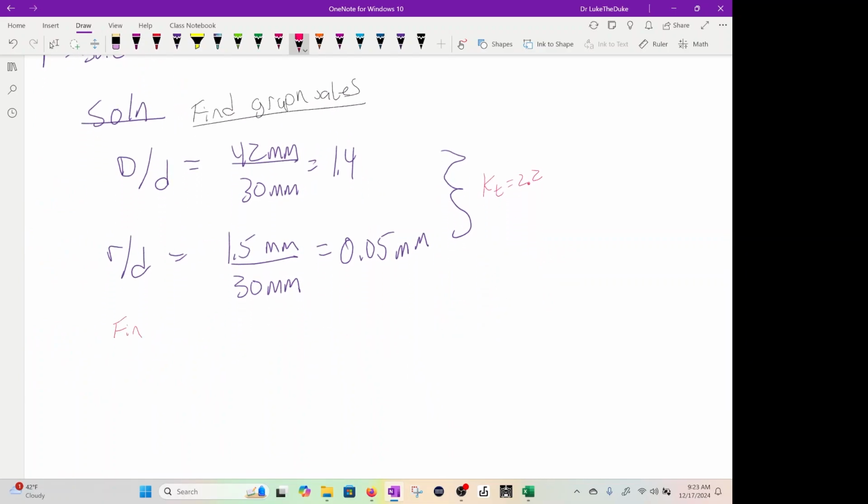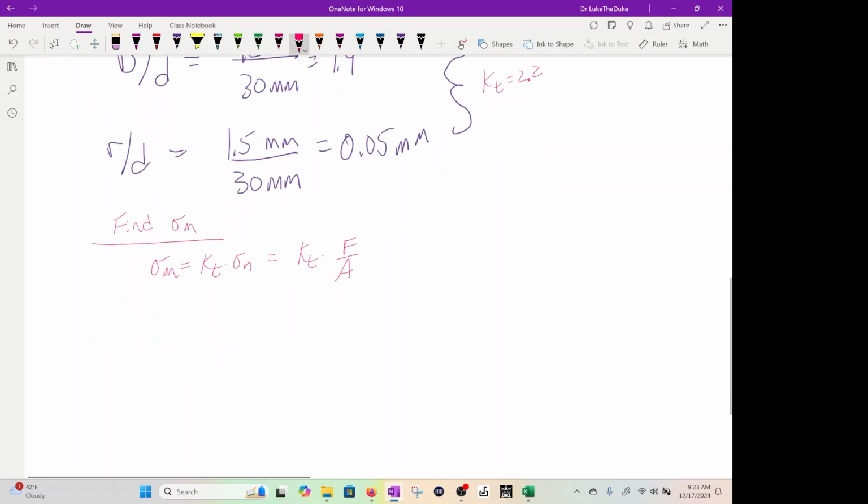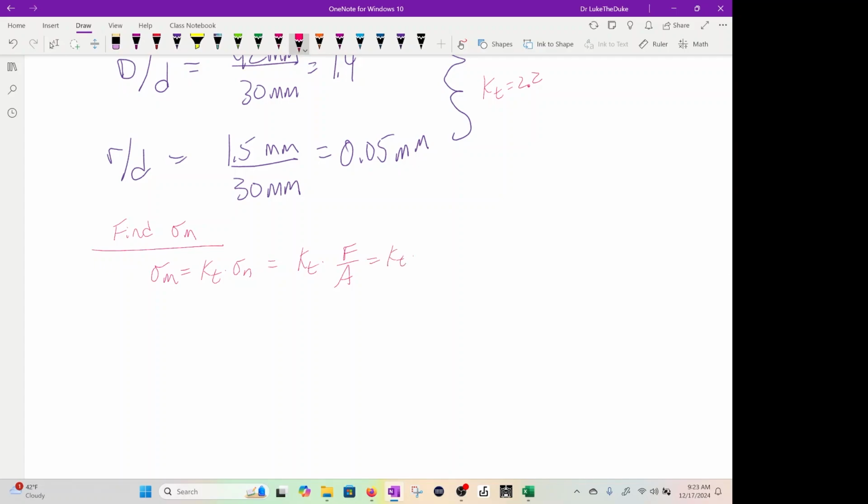So now we can find sigma n. Sigma m equals KT times sigma n, the norm. So KT times F over A, those are the equations at the start. KT times F, and the area is pi d squared over 4. Let's go ahead and plug in our numbers.